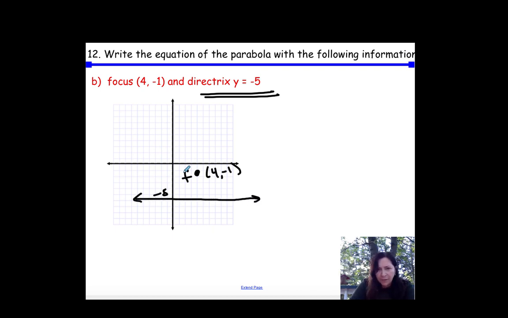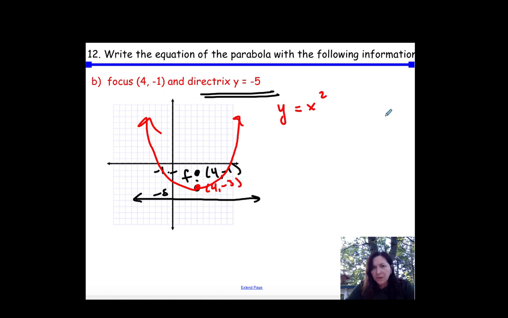So here's -5. This value here was at -1. Remember that your vertex is halfway in between your focus and your directrix. So if this from here to here is 4, if I drop down 2, there's my vertex. So my vertex, remember, parabola cups my focus, so it is a y equals x squared graph. So my center is over 4, and then I dropped it down 2 from -1. So it's going to be 4, -3. So that would be x here.